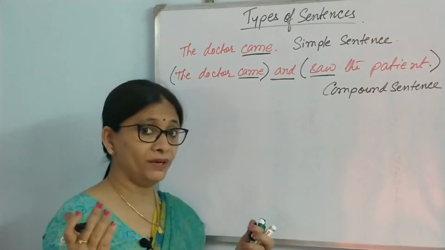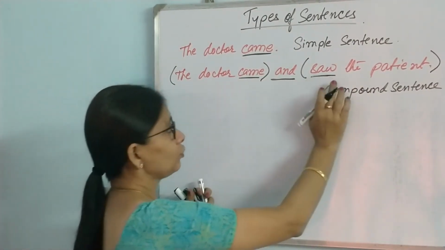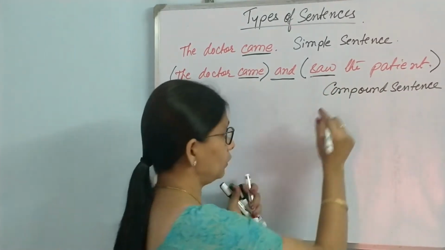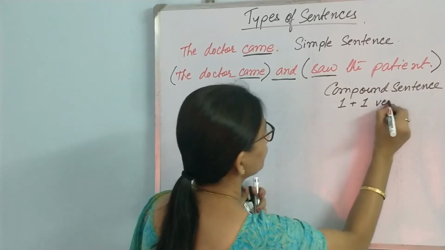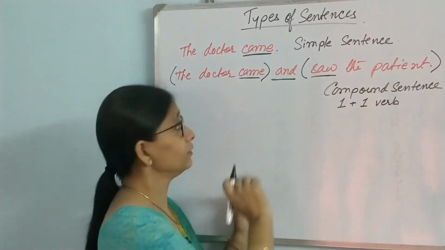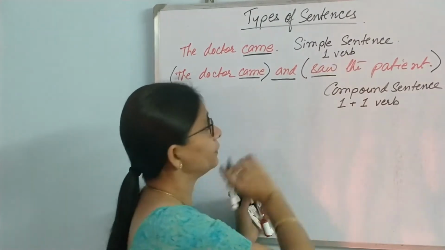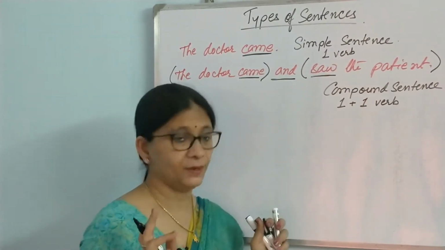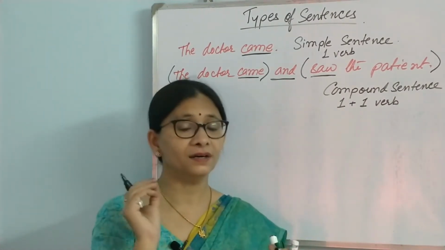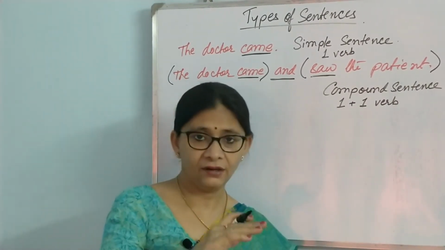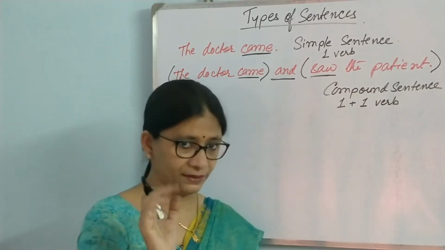Now let us see how many verbs are there in this sentence. The doctor came. Came is one verb. Saw is another verb. So we have 1 plus 1 verb in this sentence. Earlier we had just one verb, in case of a simple sentence. In case of a compound sentence, 2 verbs. They will be joined by a conjunction like and, or, but, yet, for. We shall talk about that in a while.